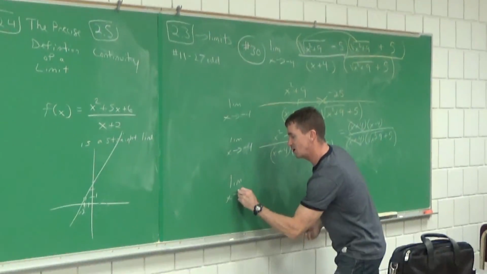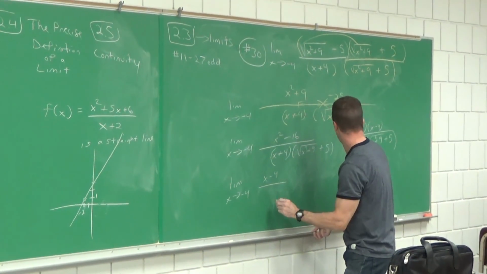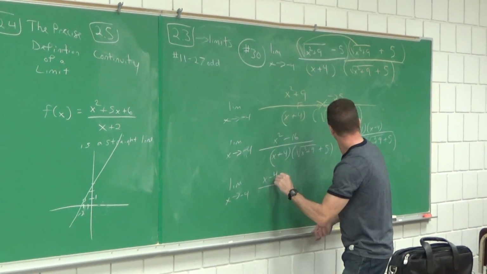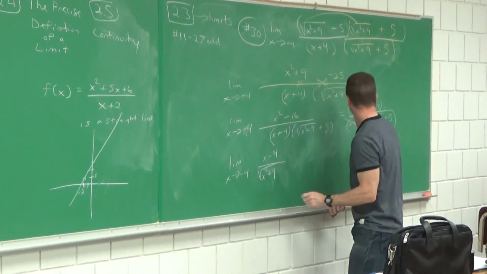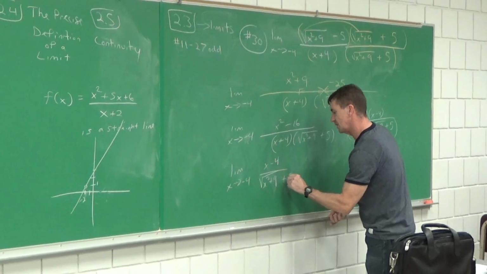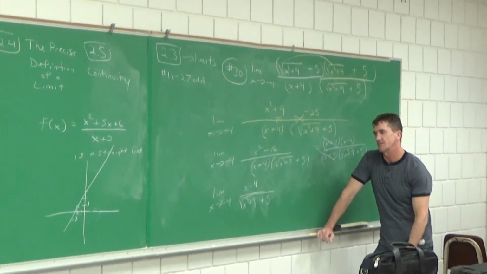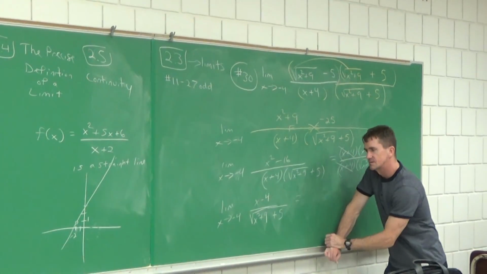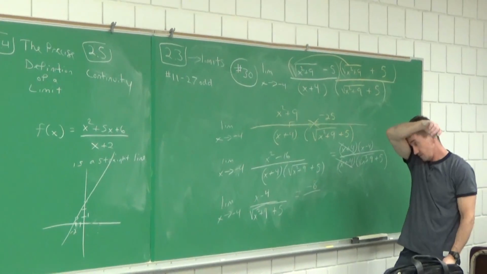So now, let me write this again. The limit as x approaches negative 4, and you've got an x minus 4. The bottom has a square root of x squared plus 9 plus a 5 with a big old hat on there, right? So what happens when you plug in negative 4 at the top? We get negative 8. And how about the bottom?